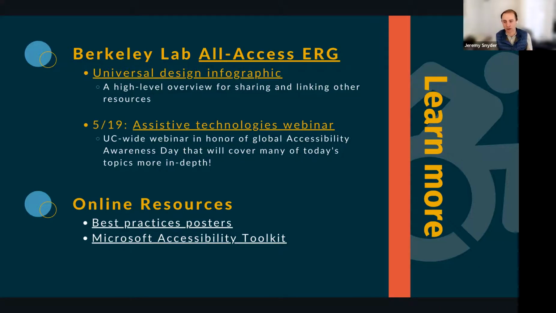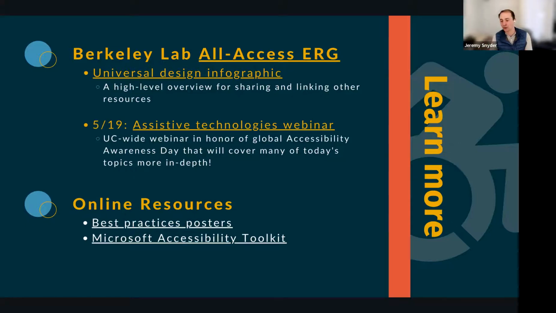Here is also linked that universal design infographic if you ever want to come back to it or share it with anyone. And coming up, which I just got shared through the All Access ERG, is an assistive technologies webinar that UC is hosting in celebration of Global Accessibility Awareness Day. It's going to cover a lot of today's topics and more in depth, from how screen readers work and how to create alt text to some of the other things that people use. So I highly recommend that, either if you've been to this or if you know somebody who could have benefited from coming to this.